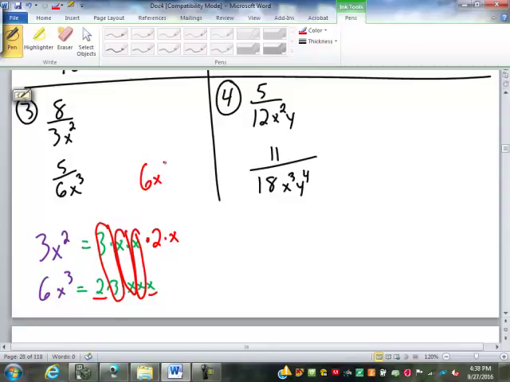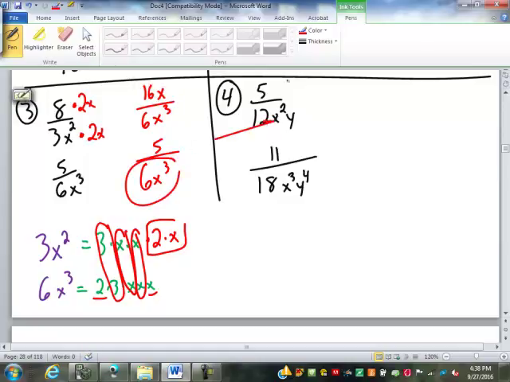So 6x to the third is my common denominator. This would just stay 5 over 6x to the third. What would I have to multiply this by? 2x. This would be 16x here. Again, we didn't have to do that part, but 6x to the third is all you had to find.